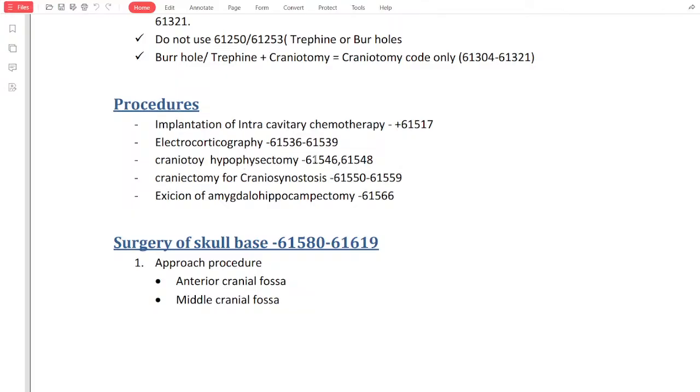Hypophysectomy, 61546, 61548. Craniectomy for craniosynostosis, 61550 to 61559. Excision of amygdala or hippocampectomy, 61566. It's a little bit difficult to pronounce, no issues. So these are the procedures done in the nervous system, and look at all these codes.